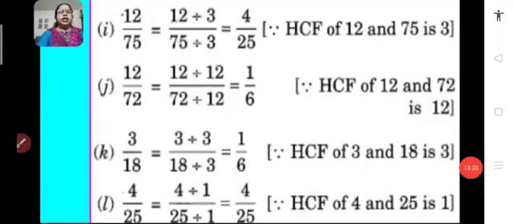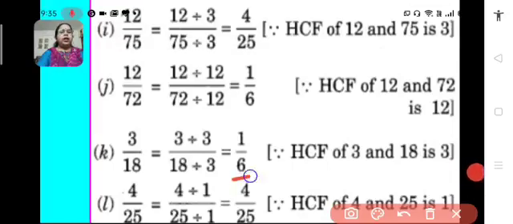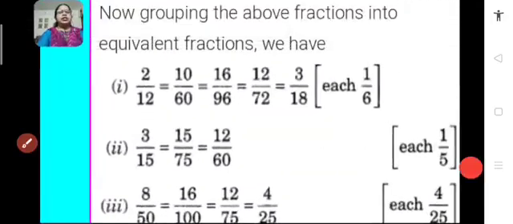Next one, 3 upon 18. For 3 upon 18, we get 1 upon 6 as its simplest form, because the HCF of 3 and 18 is 3. And the last one, 4 upon 25, can be represented as 4 upon 25 only, because their common factor is only 1.